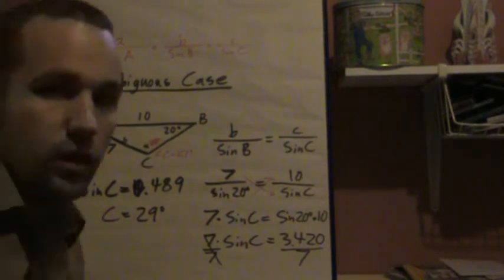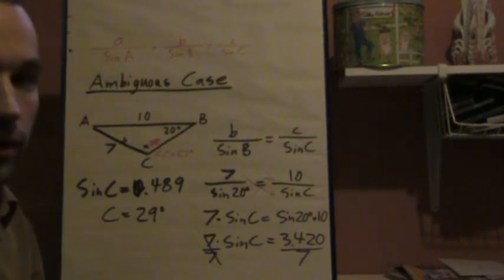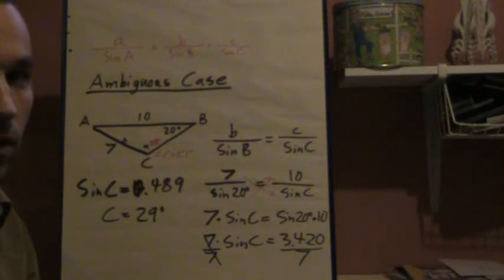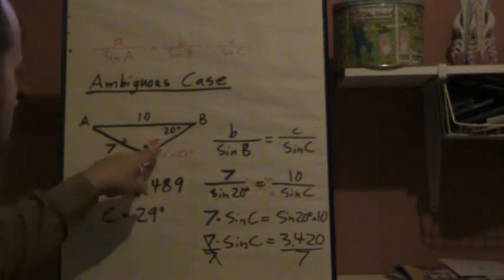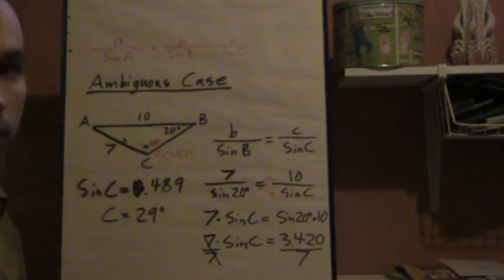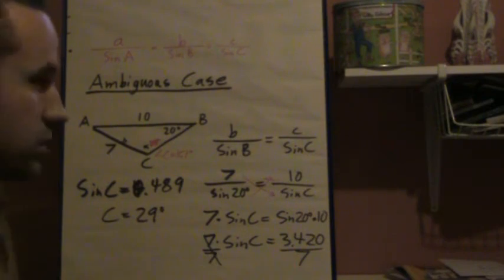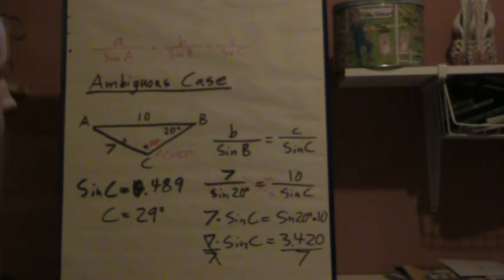So when you're doing a question, just remember to look at the diagram and say, I got an angle that doesn't make sense for the really big angle that I've got, so maybe I've got the ambiguous case. So just keep that in mind when you're doing one of these problems.